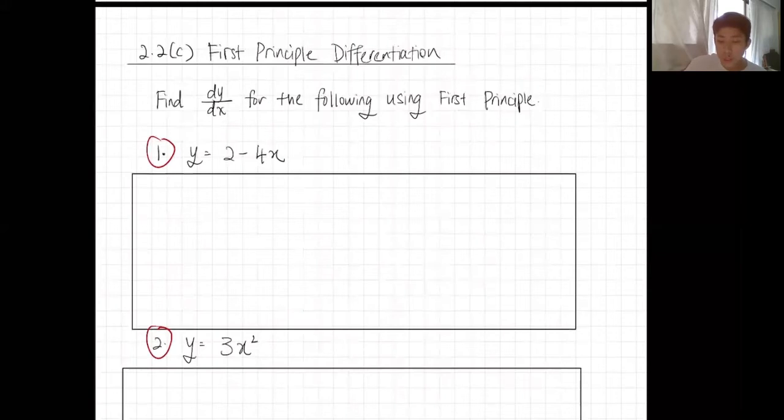Actually, there's one more way also, using the definition. The definition, I don't think you learn. It's something similar. So you actually have the definition for this differentiation as well.